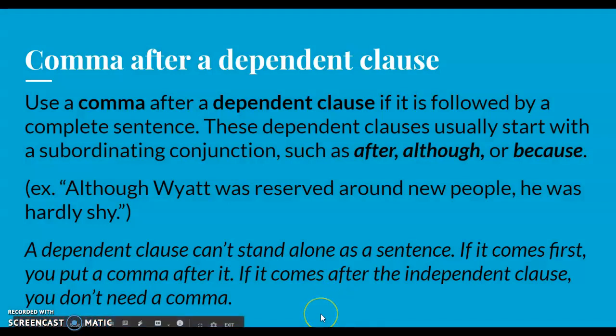You can also need a comma after a dependent clause. Now remember, an independent clause is a clause that can stand alone as a sentence, and a dependent clause still has a subject and a verb, but it can't stand alone. So we use a comma after a dependent clause if it's followed by a complete sentence. These dependent clauses usually start with a subordinating conjunction such as after, although, or because.